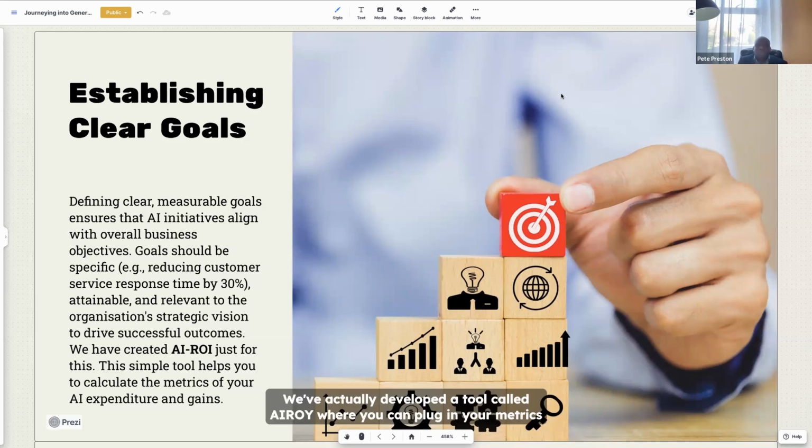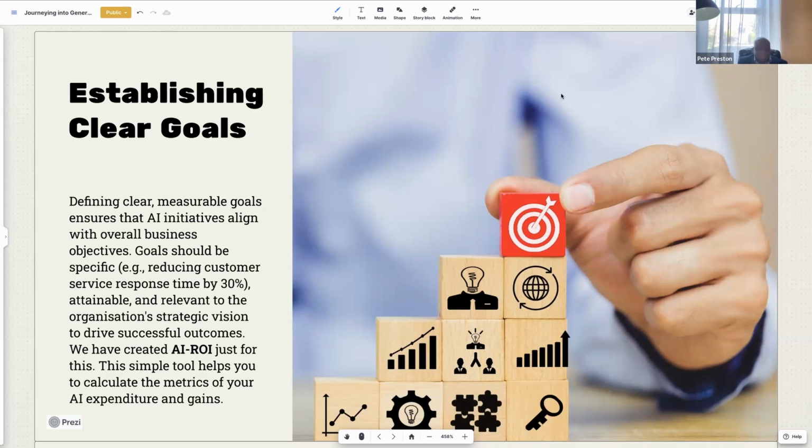We've actually developed a tool called AI ROI, where you can plug in your metrics and it will tell you how to get to an AI program training system, given your workflow, and also predict how much you'll be saving. So the more data you give it, the more it'll be able to tell you. We might be able to demo this toward the end, or we might just show the platform itself.